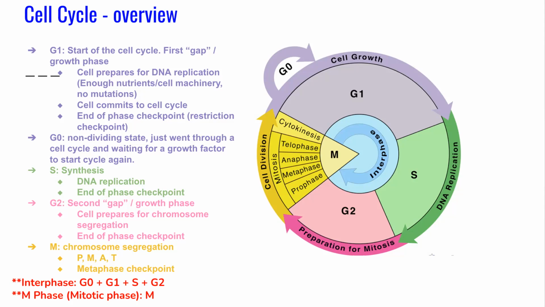So as you can see, there are a lot of checkpoints throughout the cell cycle, where the cell puts on the brakes and makes sure that everything looks good before it continues to divide.